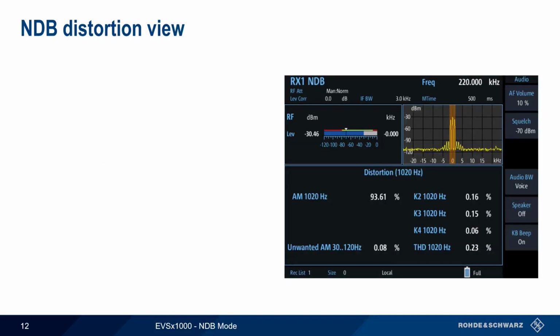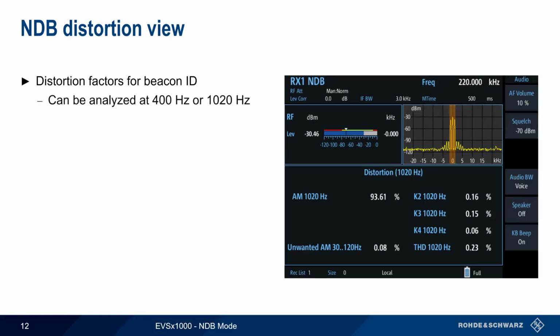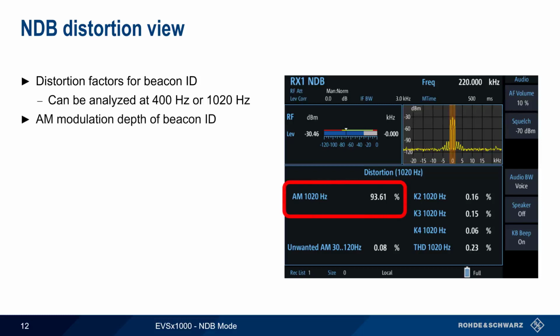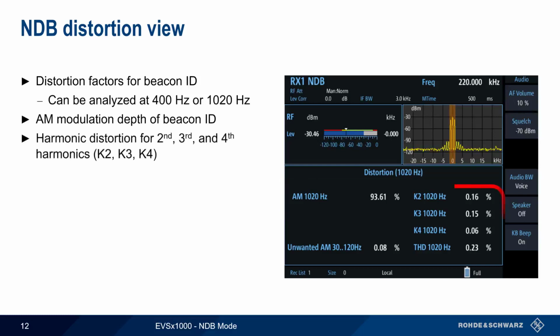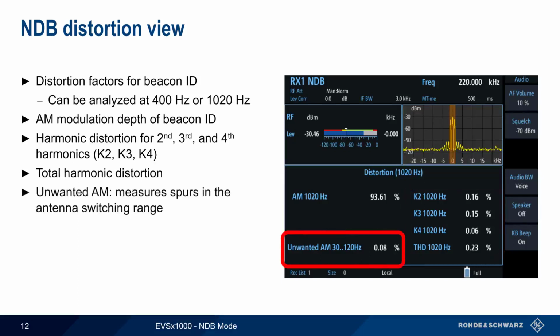The NDB distortion view shows various distortion factors for the beacon ID signal. As before, these can be analyzed at a configured beacon frequency of either 400 or 1020 Hz. Measured parameters include the AM modulation depth of the beacon ID, as well as information on harmonic distortion. The distortion for the second, third, and fourth harmonics is given individually, as well as the total harmonic distortion for all harmonics. And lastly, the parameter unwanted AM is a measurement of spurs within the antenna switching range.